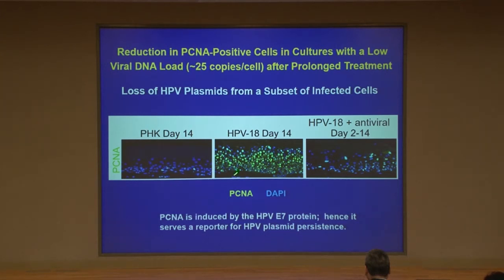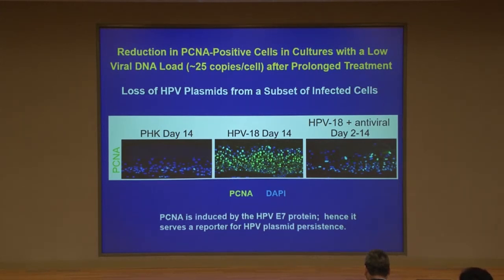Okay, and this is uninfected cells, only a few cells in the basal and parabasal layers. If we treat for a long time with the MEK1/2 inhibitor, you see that many cells now no longer have PCNA. Okay? We suspect those cells no longer harbor virus, because once you have the virus, even one copy, it will induce PCNA. But some of them still do, but many of them don't.